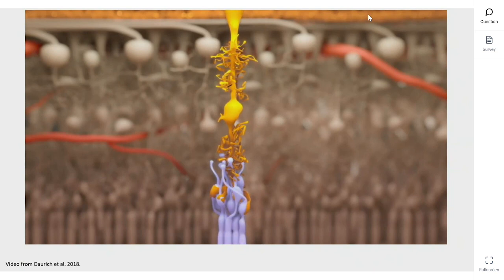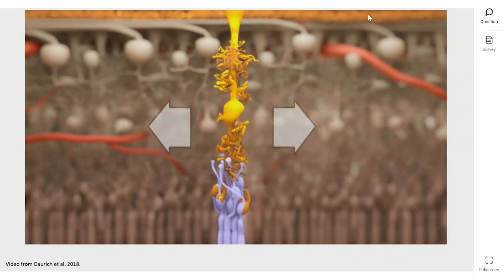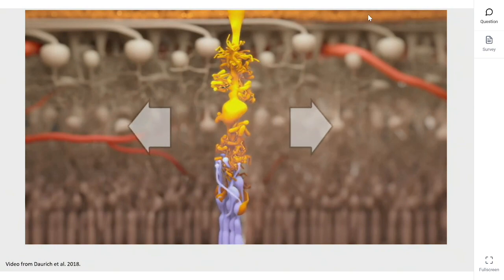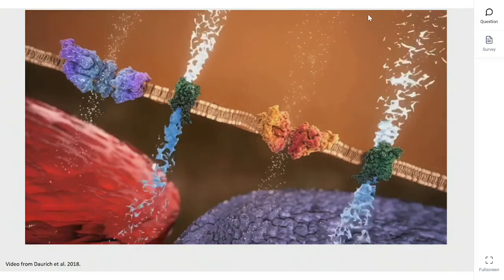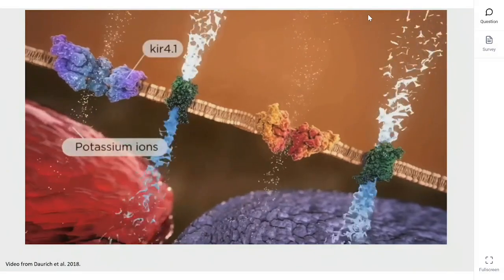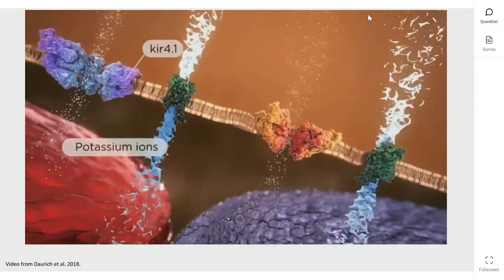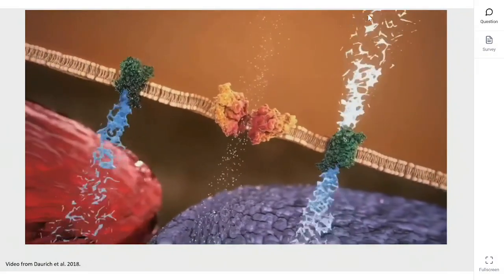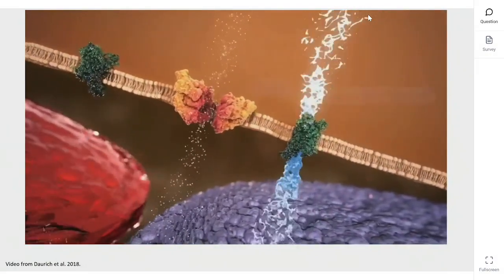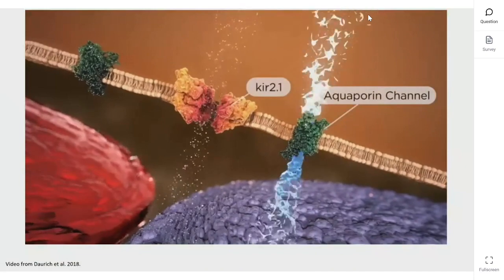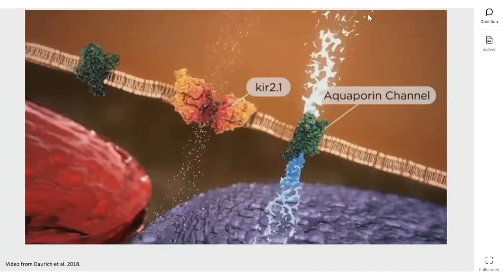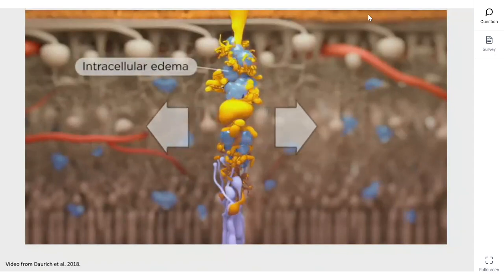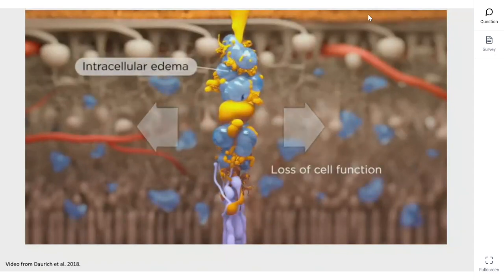Concurrently, the upsurge in inflammatory mediators and oxidative stress leads to dysfunction of the homeostatic control mediated by Muller cells. Kir4.1 channels in the Muller cells are downregulated, leading to reduction of transportation of potassium ions from the Muller cells. Continued uptake of potassium by Kir2.1 channels and osmotically coupled water molecules causes the cells to balloon, leading to intracellular edema and a loss of function of the cells.